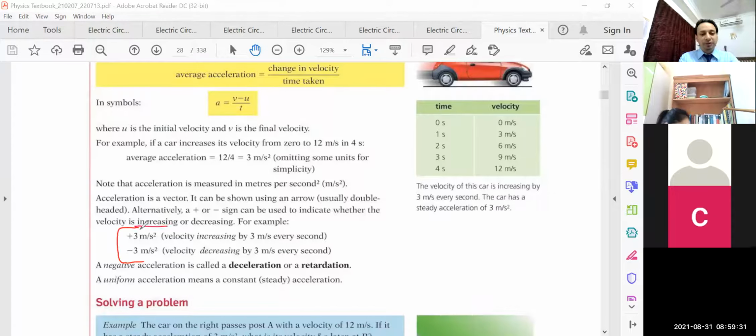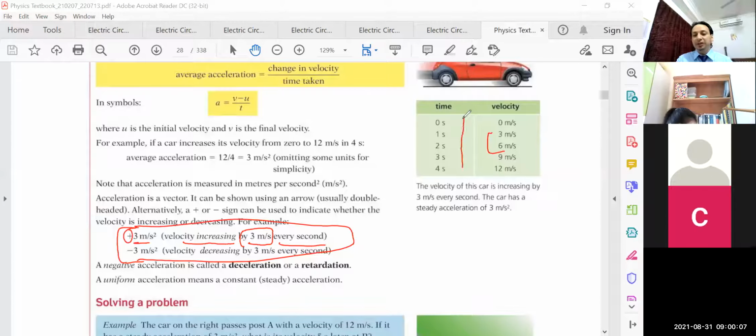Observe these 2 points here. Plus 3 meter per second square. What do you mean by this? It means velocity is increasing, but by what factor? 3 meter per second every second. Again, here from this table, this is an example from the table. 3 meter per second every second, speed or velocity is changing by a factor of 3 meter per second. So whenever you find a positive sign with the acceleration, it is called accelerated motion, meaning speed is increasing. You can see here the speed or velocity is increasing: 3, 6, 9, 12, 15, 18, like that.